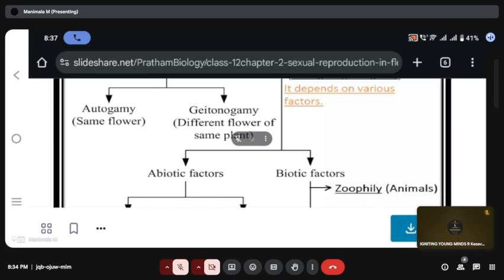Self pollination eliminates the bad recessive characters. And the disadvantages, what are the disadvantages?